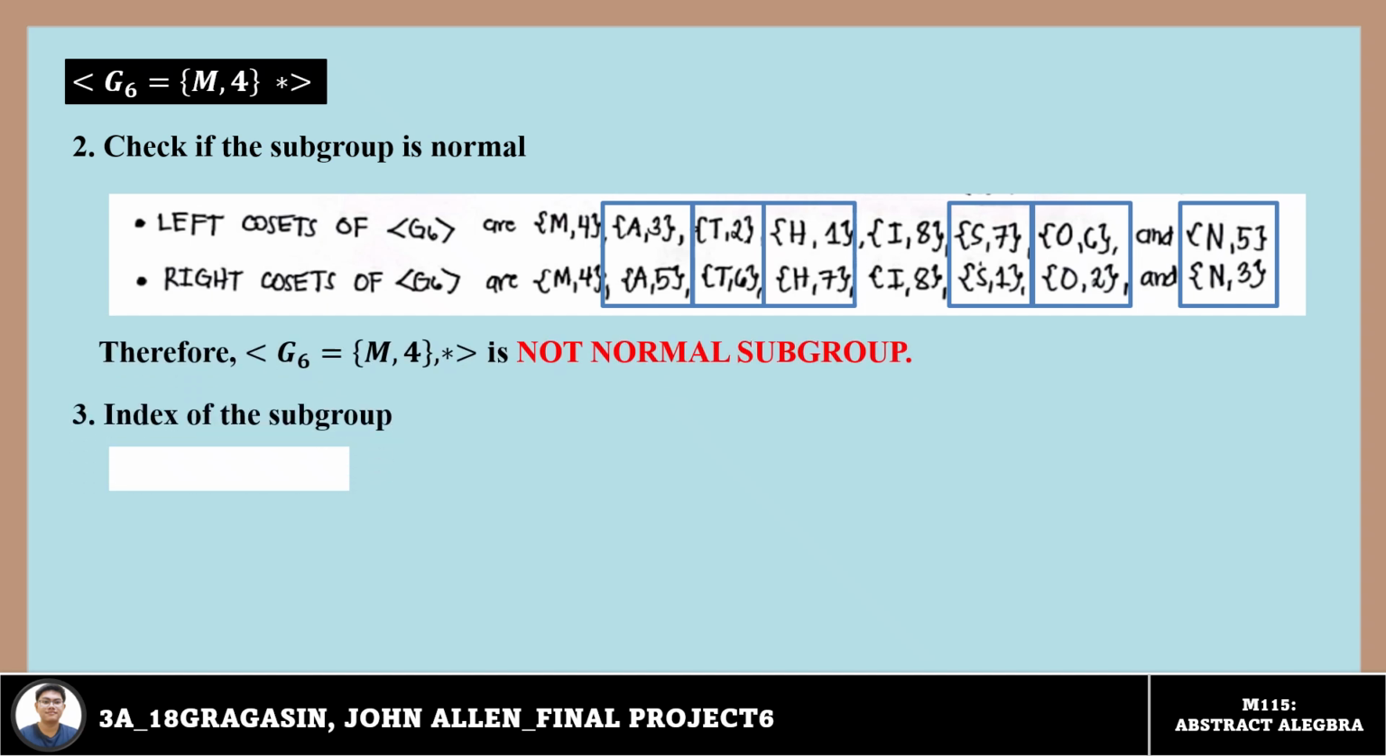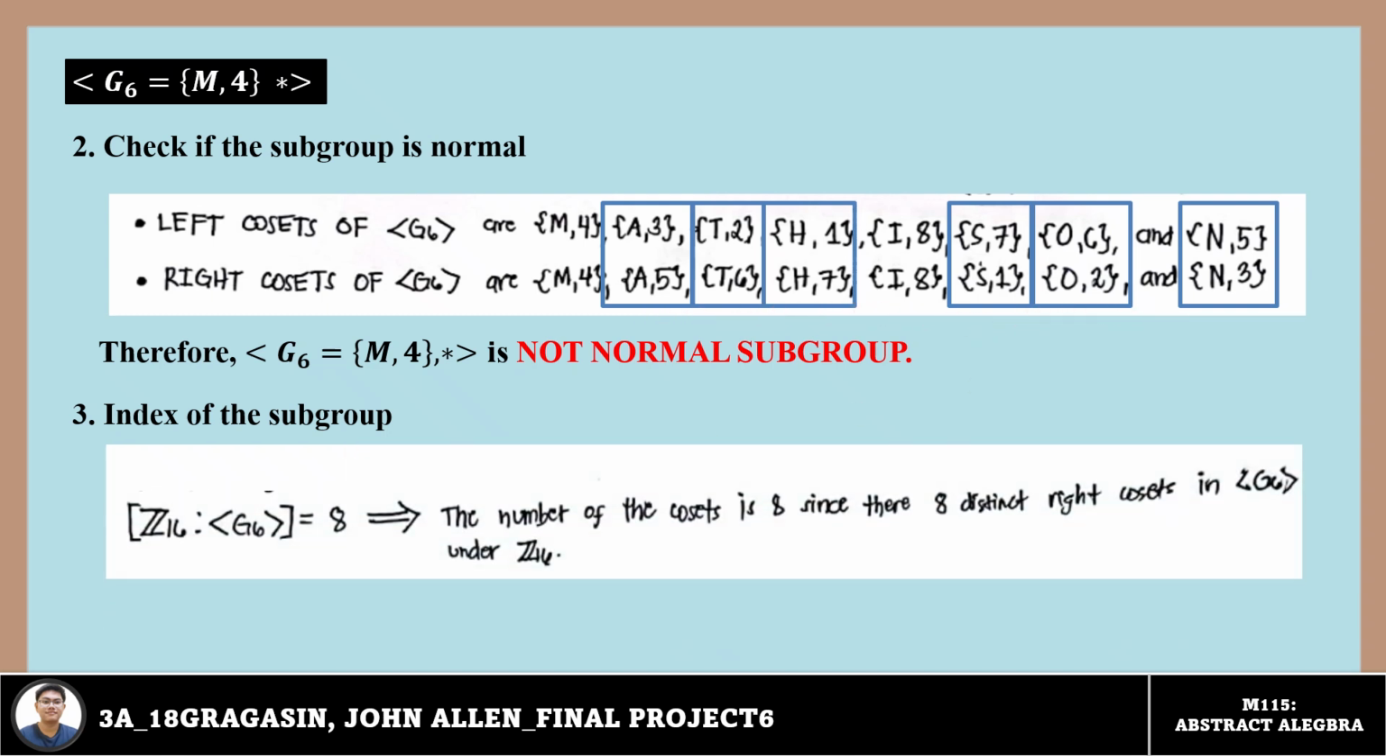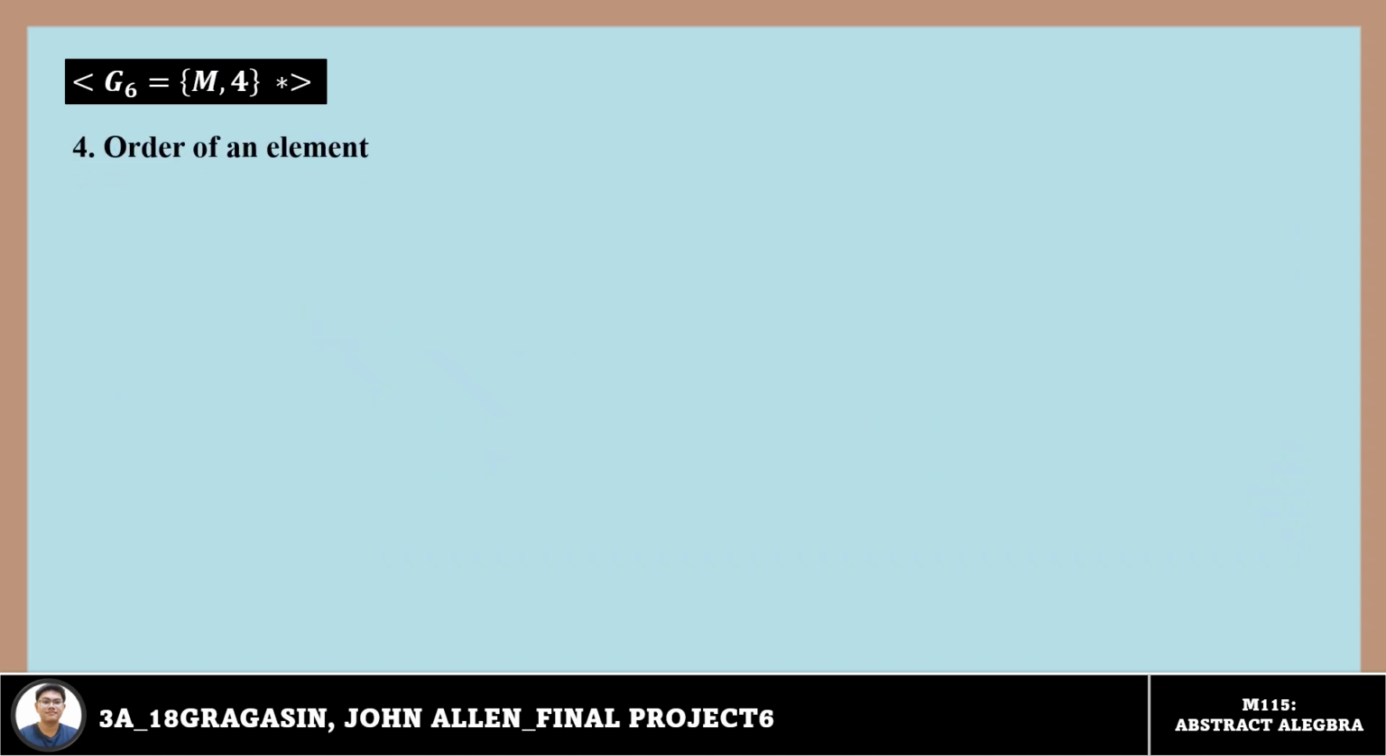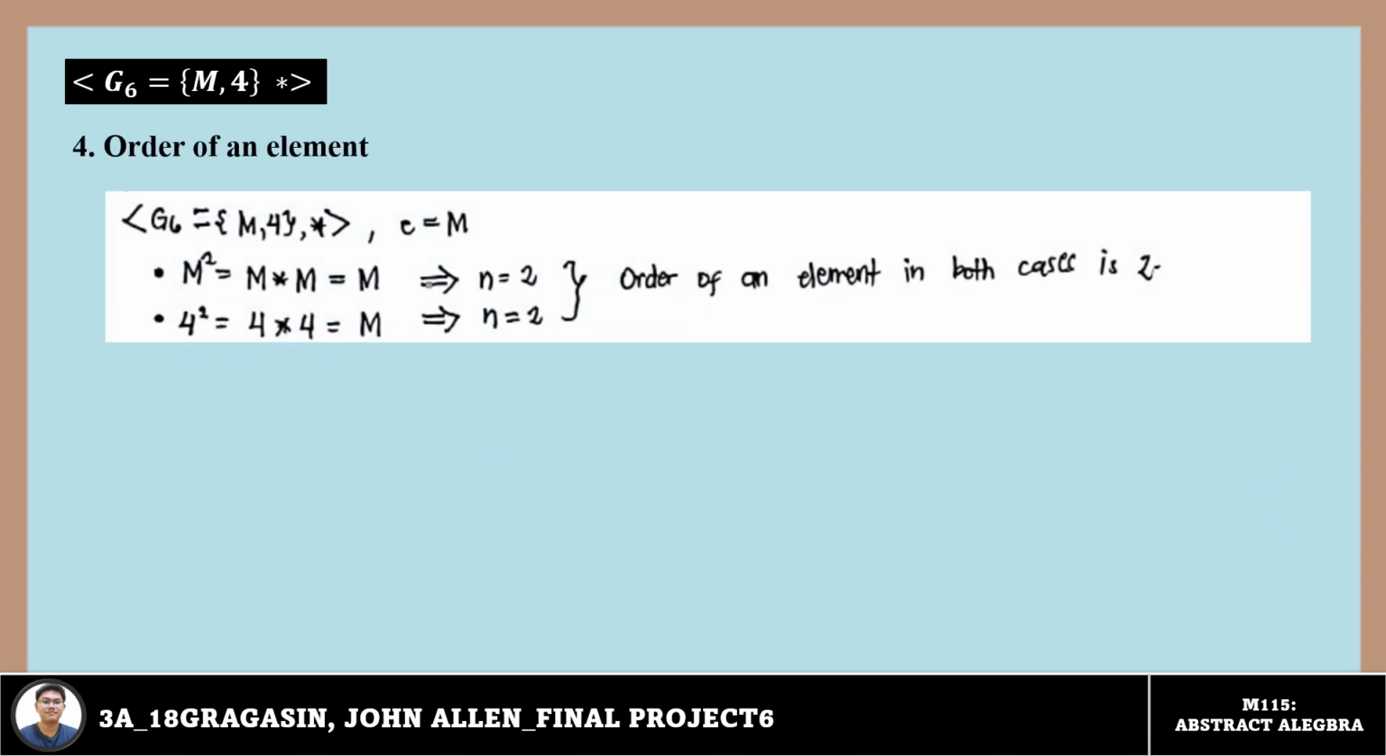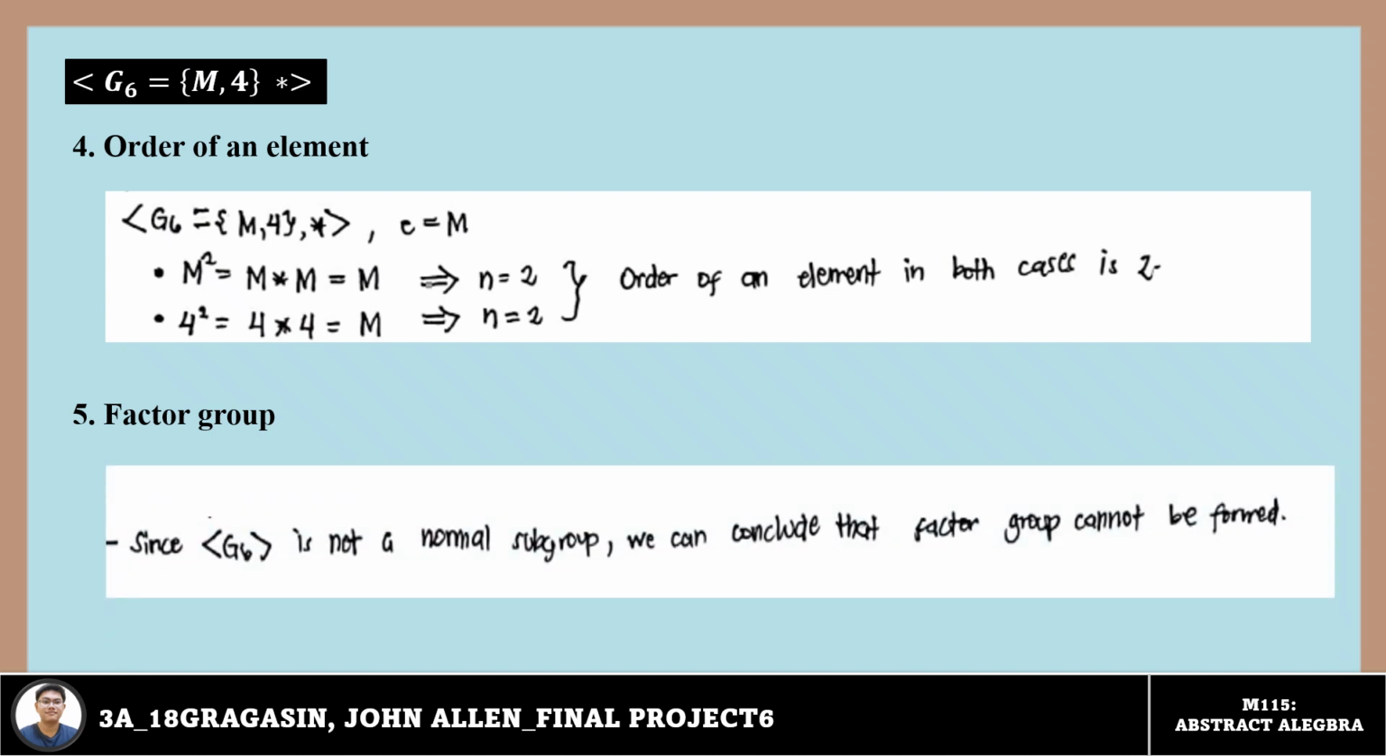And then here, let's check the index of the subgroup by determining the number of right cosets. So we have here 1, 2, 3, 4, 5, 6, 7, and 8. Therefore, the index of our subgroup is 8. And then for the order of an element, when we operate each element, we get the order of element M as 2, and for element 4 we have 2 as well. And for our factor group, since we concluded earlier that G sub 6 is not a normal subgroup, we conclude that the factor group cannot be formed.